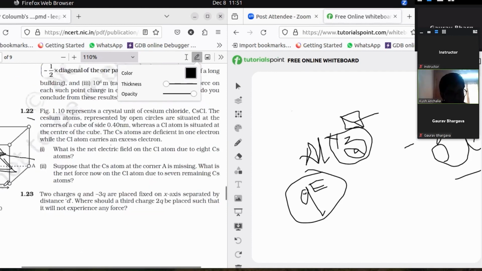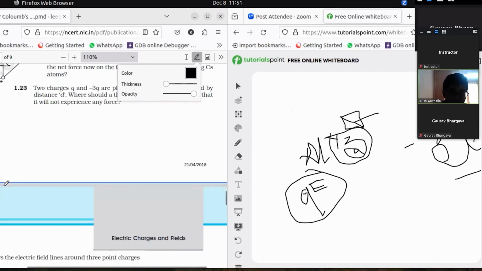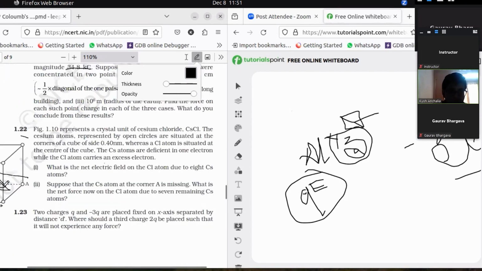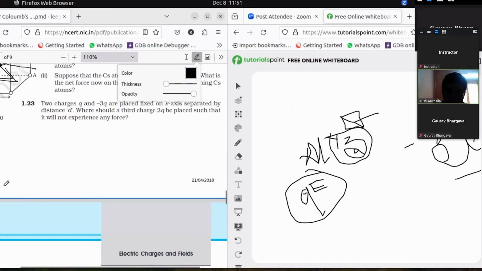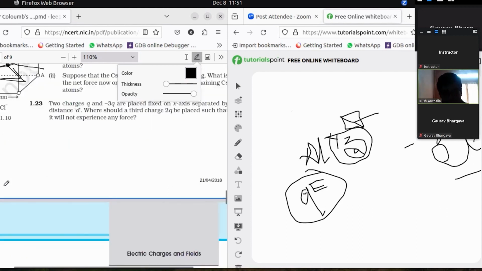Two charges q and minus 3q are placed fixed on the x-axis, separated by a distance. Where should a third charge 2q be placed? Okay, inversely depends on the distance. Okay, fine. This we can do.